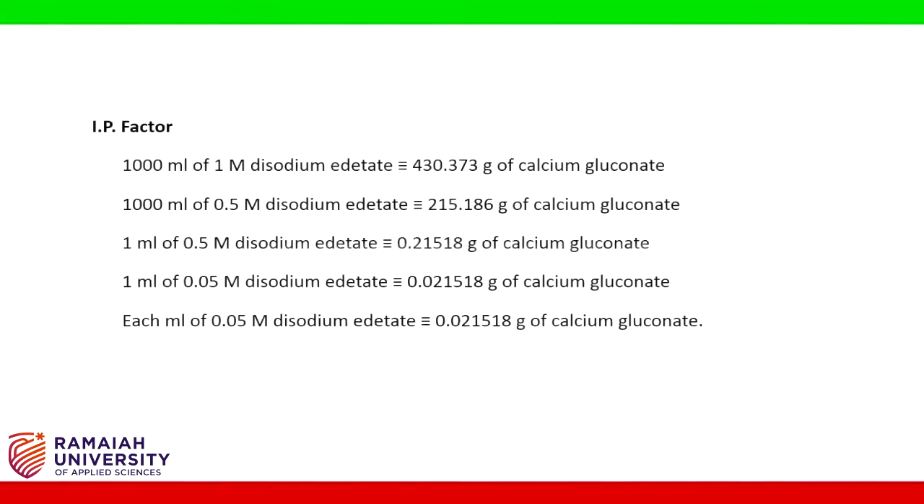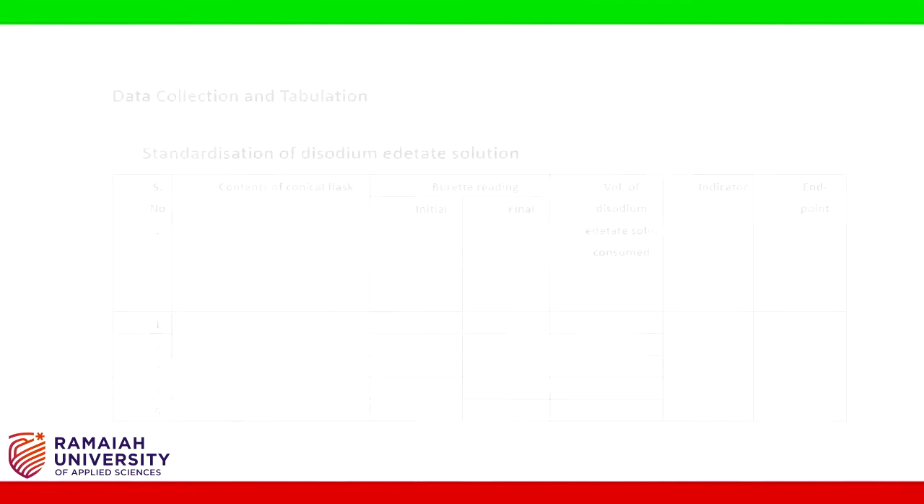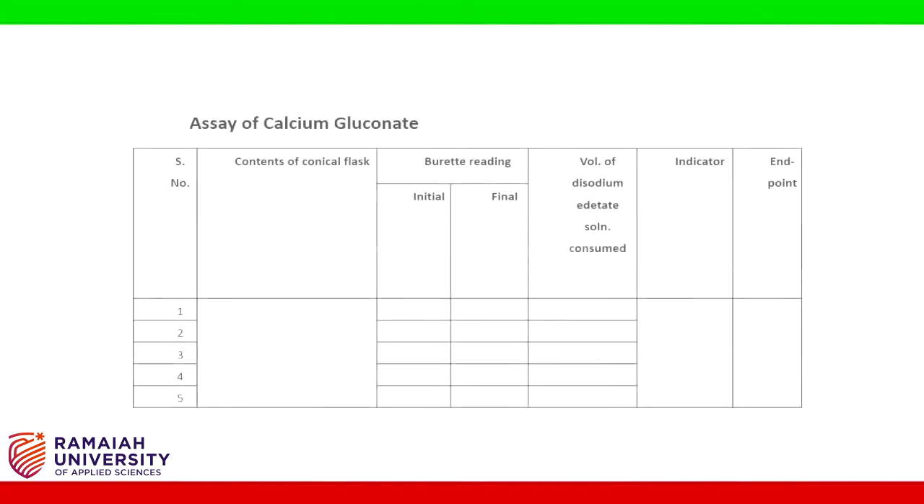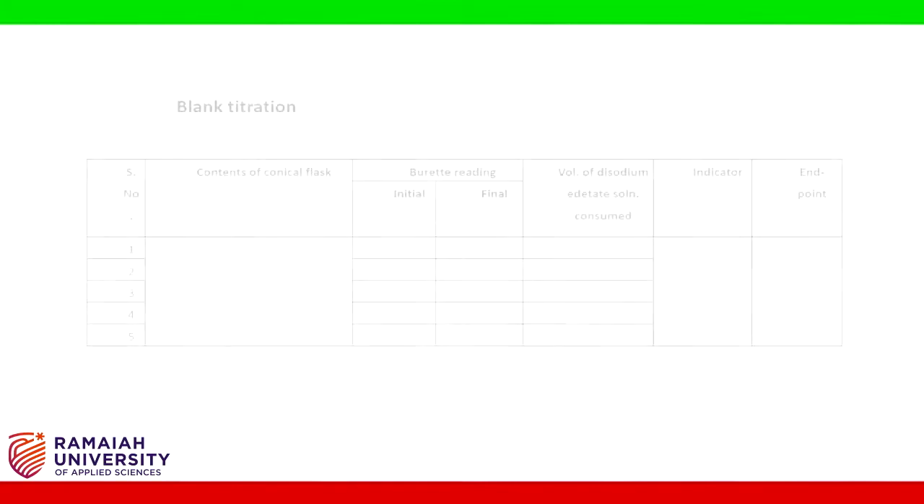IP factor: 1 ml of 0.05 molar disodium edetate is equivalent to 0.021518 grams of calcium gluconate. So the titer values we have obtained are tabulated for standardization, for assay and then blank titration.